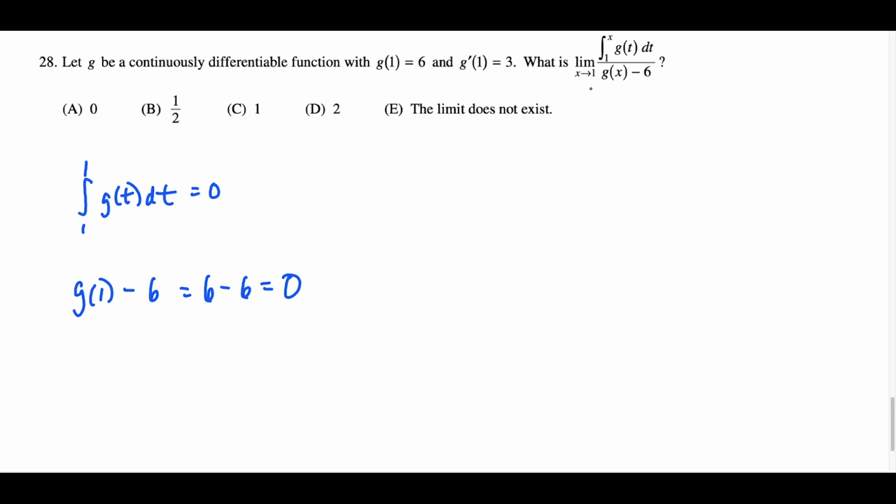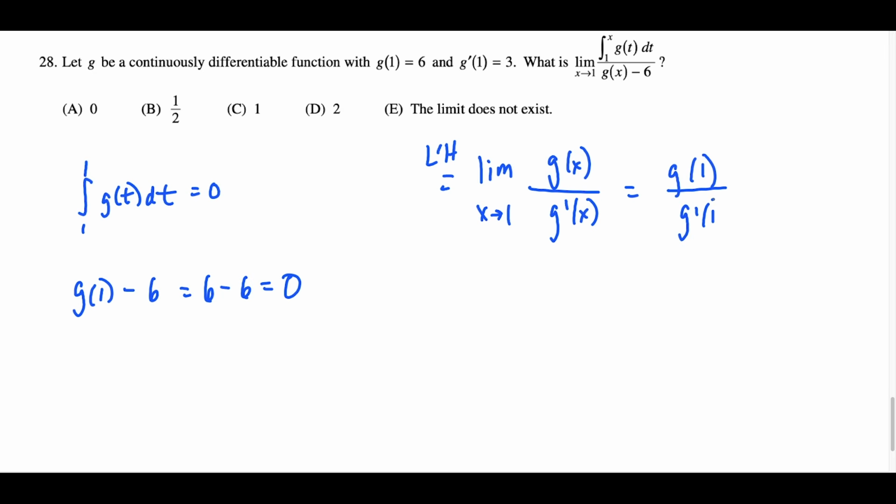So what we need to do here, because it's a 0 over 0 indeterminate form, is we're going to use L'Hopital's rule. And this is going to be equal to the limit as x approaches 1. And the derivative of the numerator, we're using FTC part 2. The derivative of the integral from 1 to x of g of t dt is just g of x. And on bottom, the derivative of g of x minus 6 is g prime of x. So now when we plug in, we're going to get g of 1 over g prime of 1.